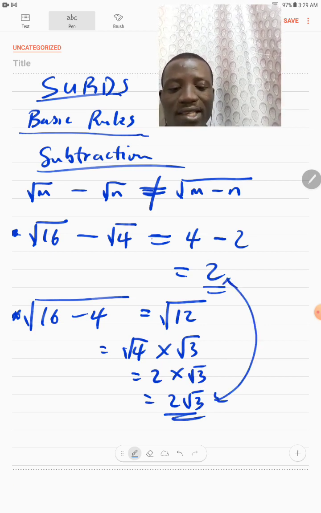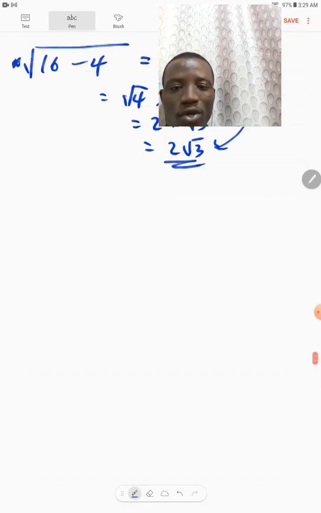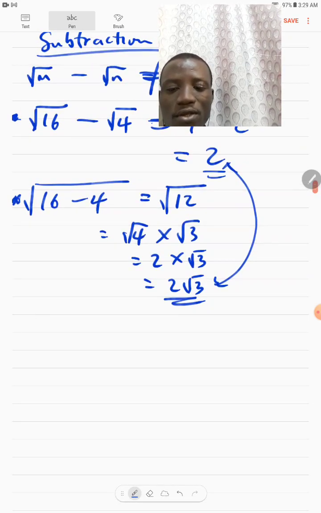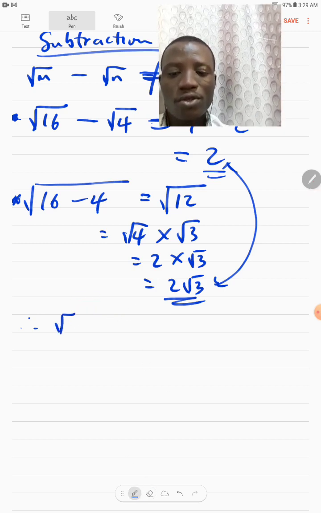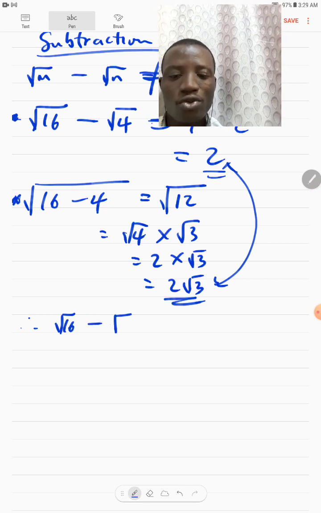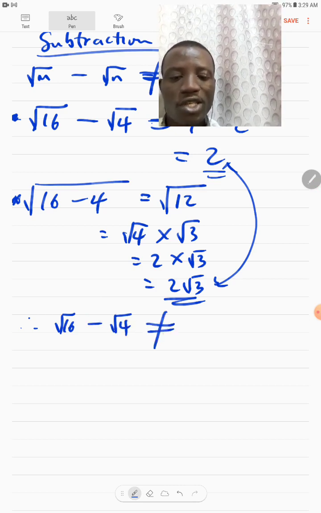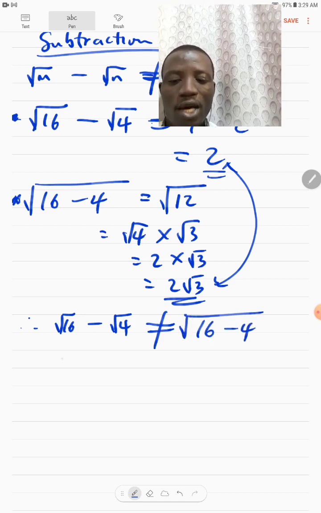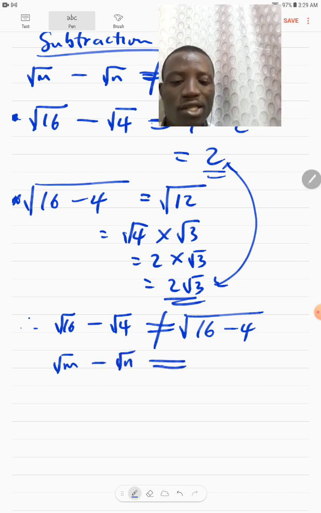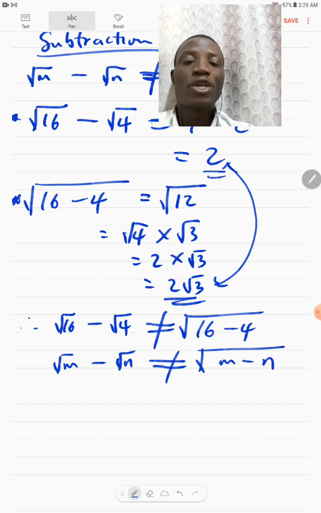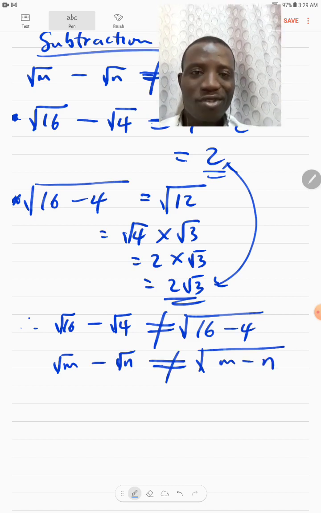So we can establish that root 16 minus root 4 is not equal to all root 16 minus 4. And generally we can now say root m minus root n is not equal to all root m minus n. So these are basic rules, principles.